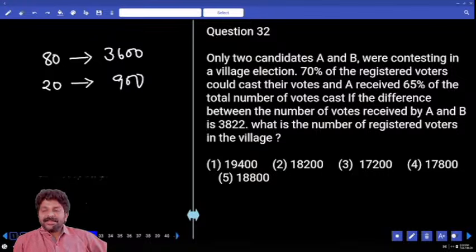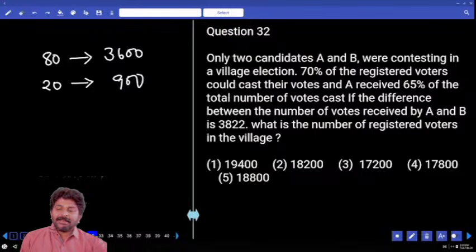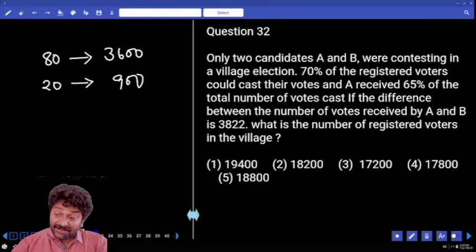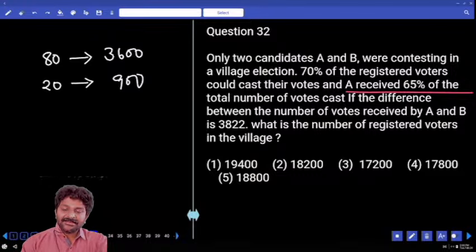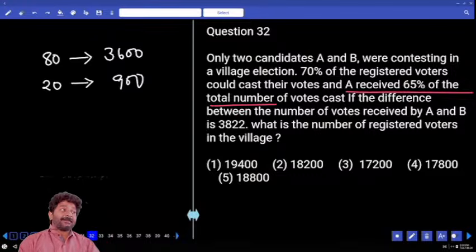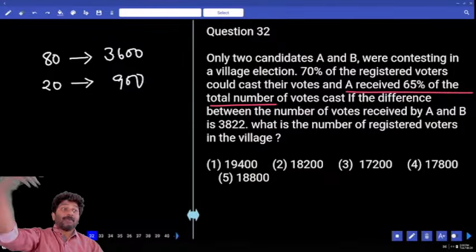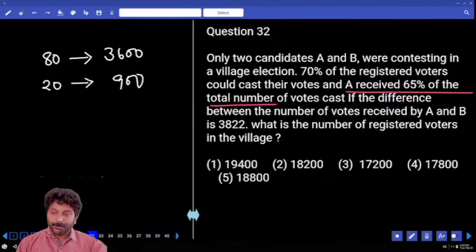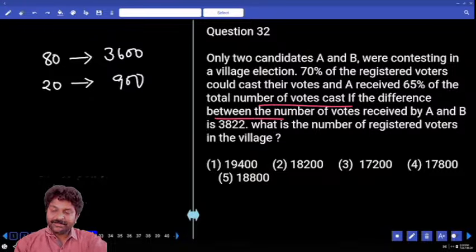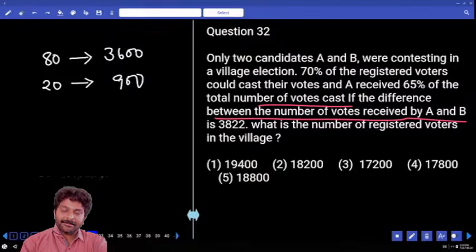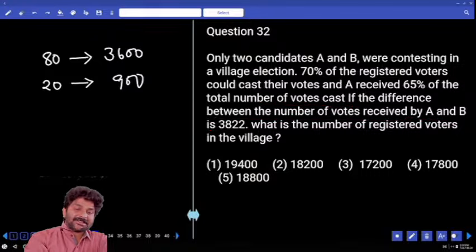Two candidates A and B were contesting in a village election. 70% of the registered voters could cast their votes and A received 65% of the total number of votes cast. This line is so important. A received 65% of what? 65% of the total number of votes or votes polled? Votes polled, that means votes cast. If the difference between the number of votes received by A and B is 3822, what is the number of registered voters in the village?